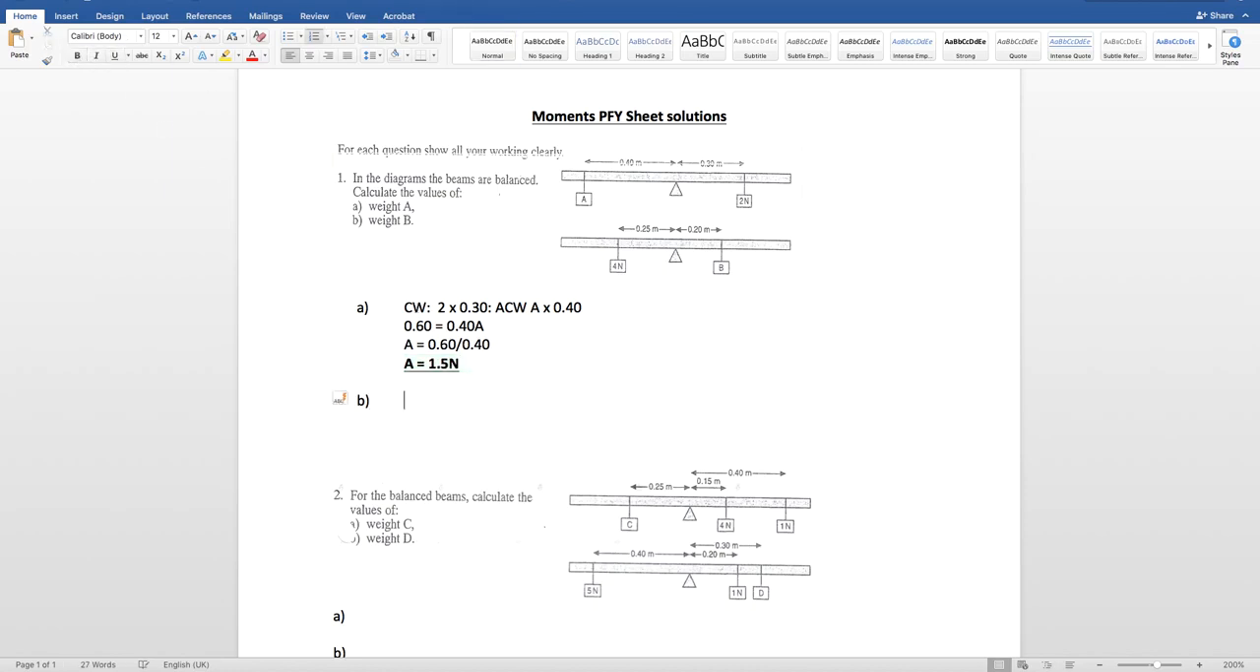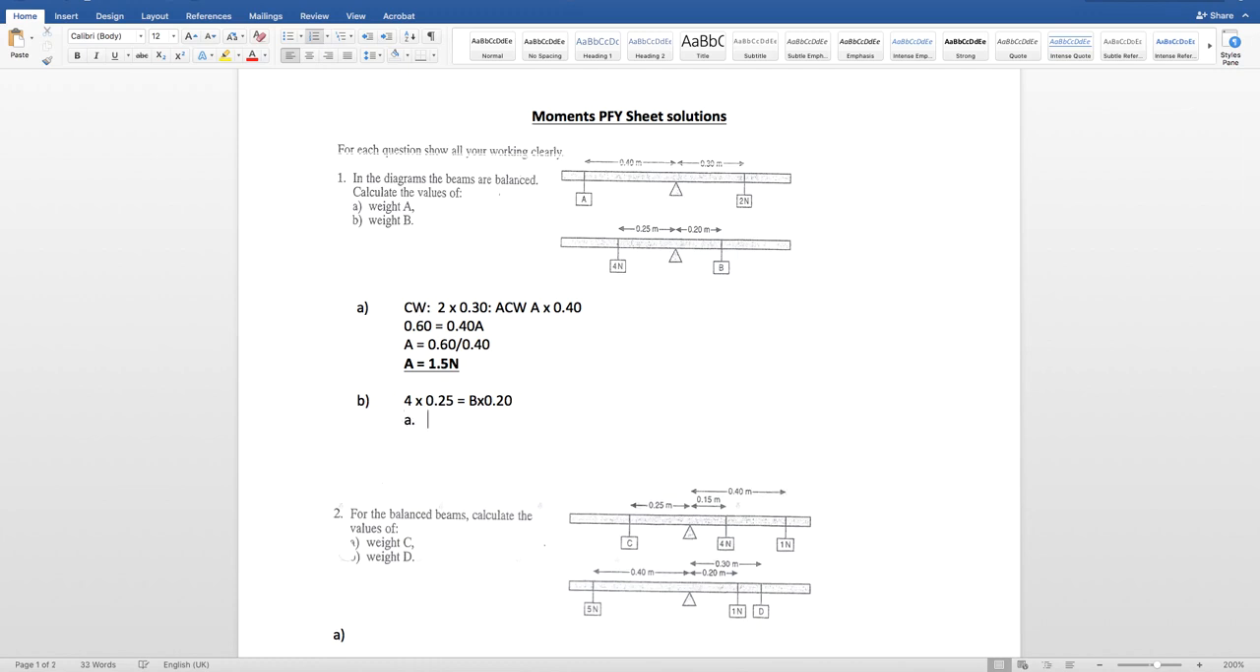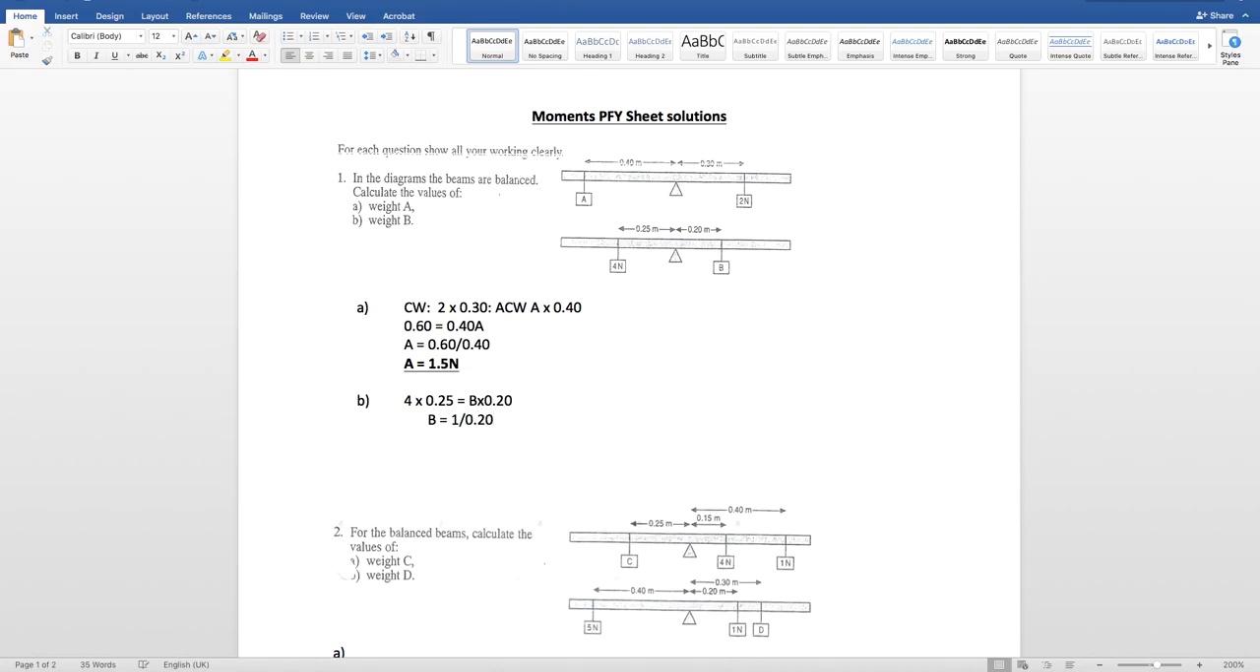In B then, we have the same idea. We've got 4 times 0.25 is anticlockwise, equals B times 0.20. So then B equals 4 times 0.25, which is 1, divided by 0.20. Well, that's 1 over 0.2, which is 5 newtons.